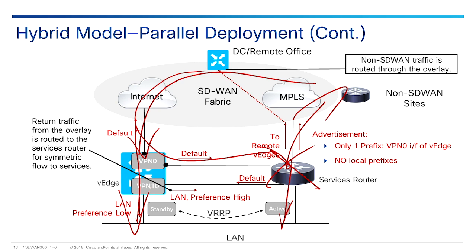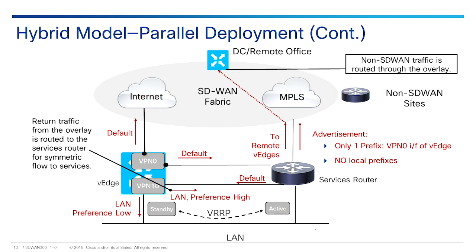The services router must route all overlay traffic to the vEdge. So if you are connecting to an SD-WAN site, you would route that way. If you're connecting to an MPLS site, you would route that way directly over the MPLS.